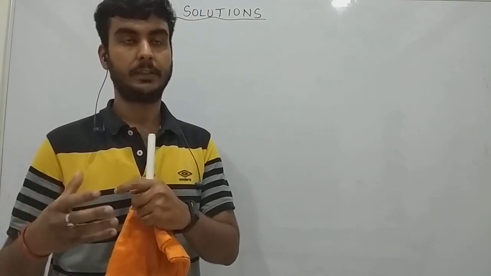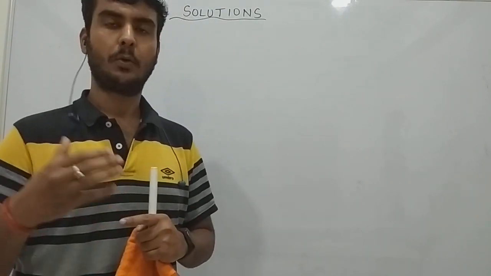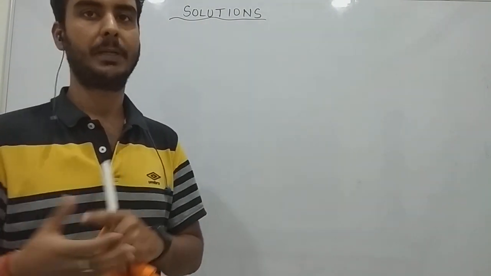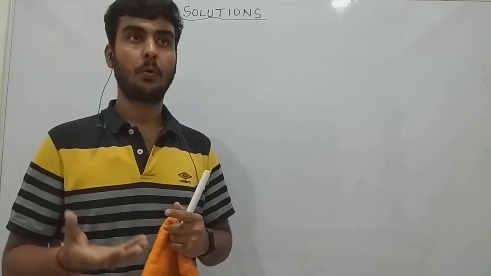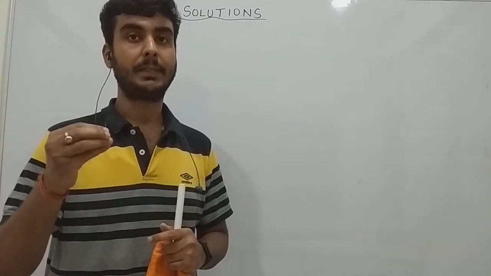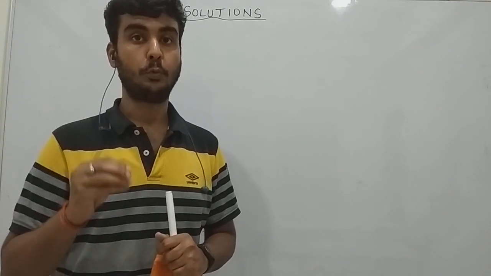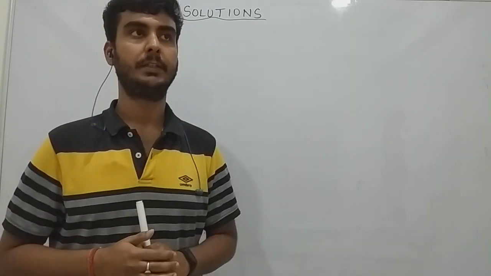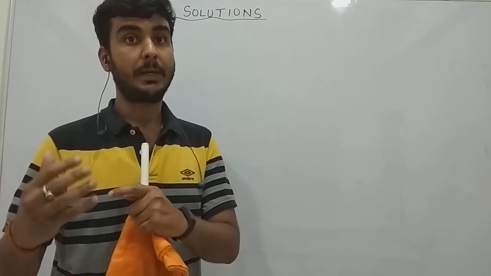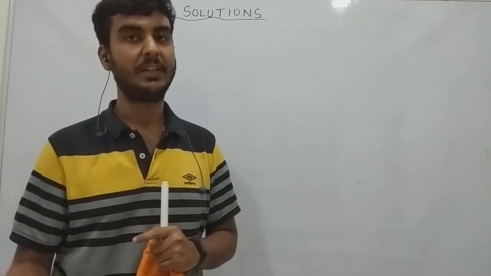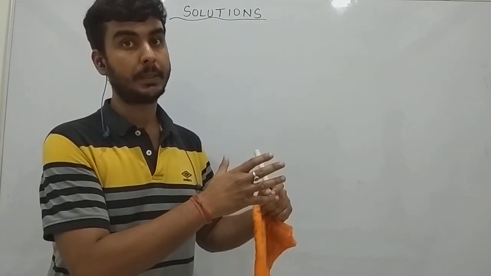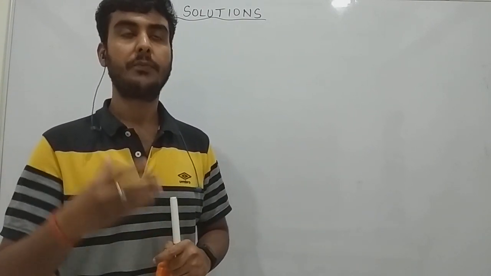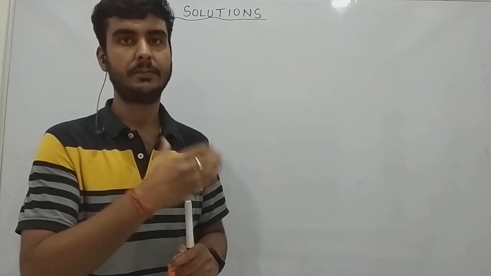Suppose there is a solvent which has some specific value of vapor pressure in its pure form. Now I add a little bit of non-volatile solute to this solvent. Now the vapor pressure of this solution will be less as compared to the vapor pressure of pure solvent. This is known as lowering of vapor pressure. Let us try to understand it with an example.